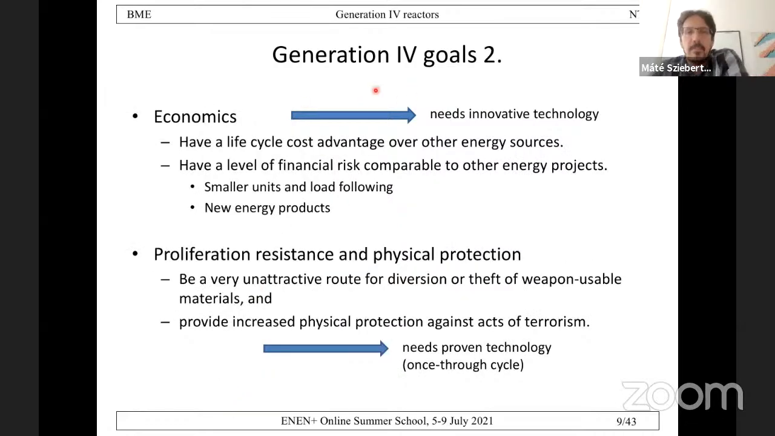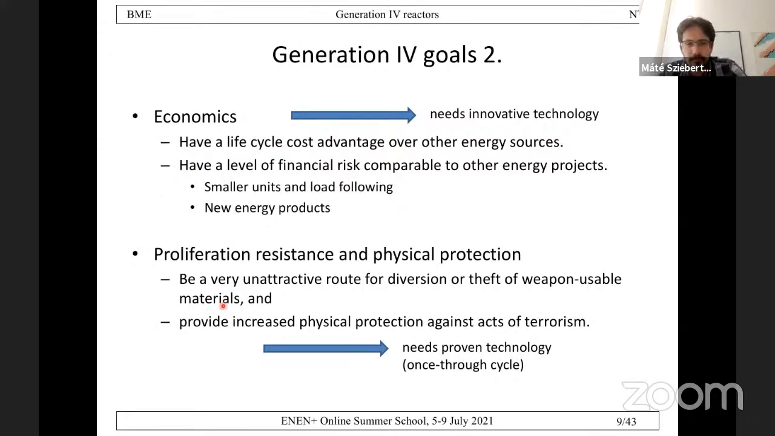Then there are two more goals. The economics. This again needs some innovation because this is not the strongest side of nuclear energy nowadays. The goal is to have a life cycle cost advantage over other energy sources and have a level of financial risk comparable to other energy projects. And that would obviously need nowadays smaller units and or even load following in the operation.